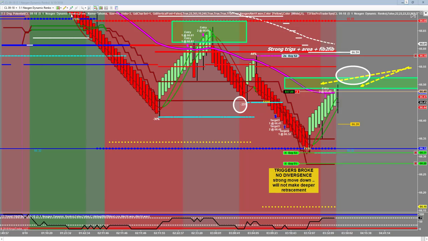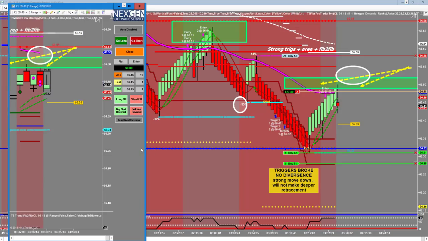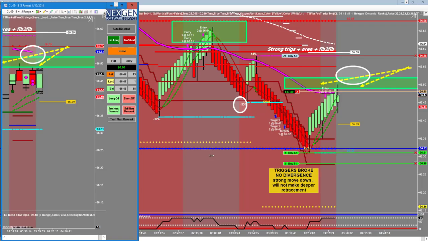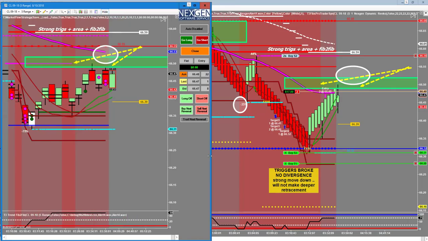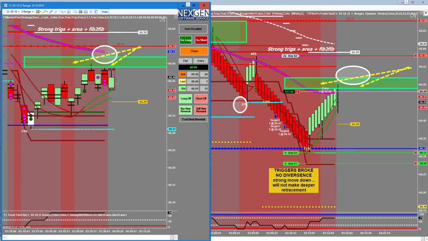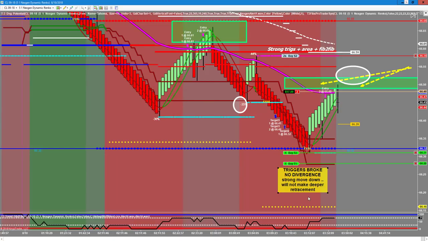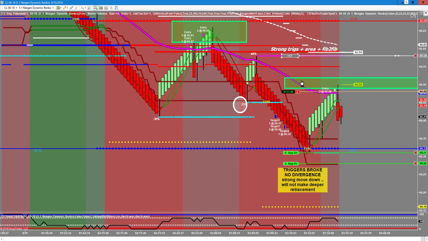And again, the reason we're getting in a little bit early is because we've got market flow resistance and 14.2 chart resistance at 66.50 and no divergence on the small chart and strong triggers that broke below the blue fib. So, again, we should get another short trade here. And again, once we start getting bars to the downside, we'll trail our stops.